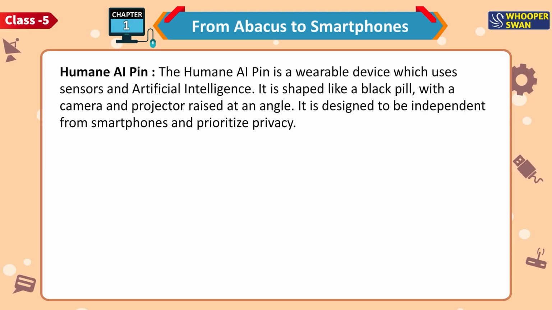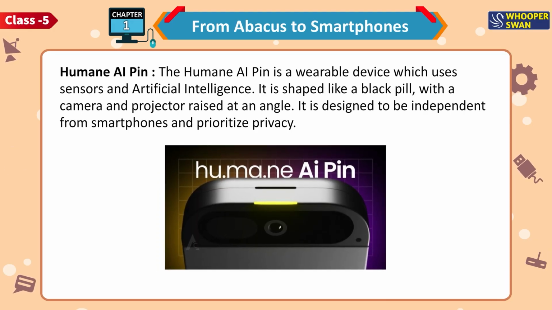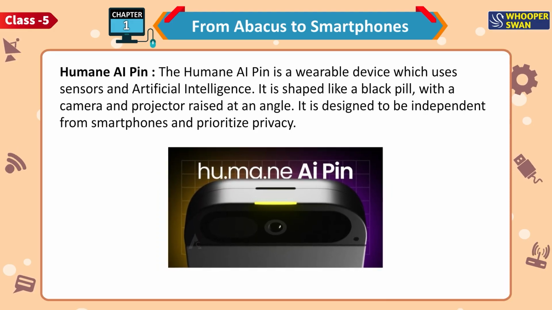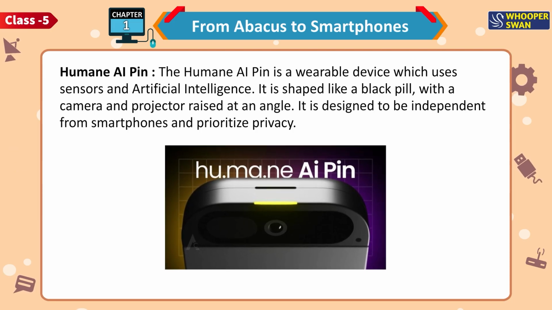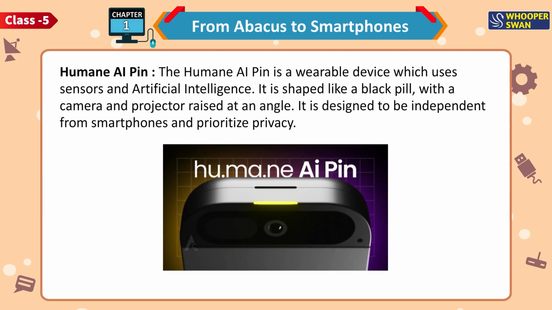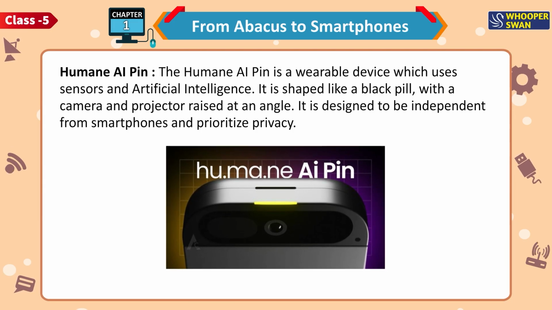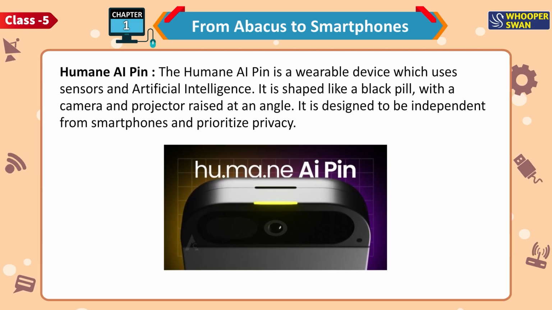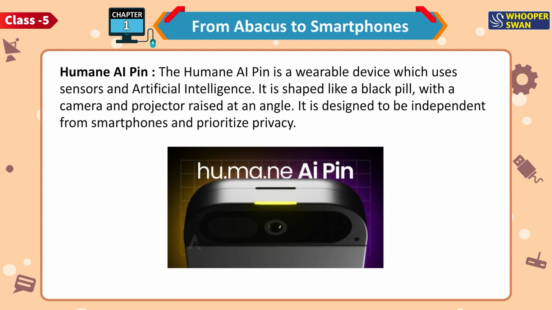Humane AI Pin. The Humane AI Pin is a wearable device which uses sensors and artificial intelligence. It is shaped like a black pill, with a camera and projector raised at an angle. It is designed to be independent from smartphones and prioritize privacy.